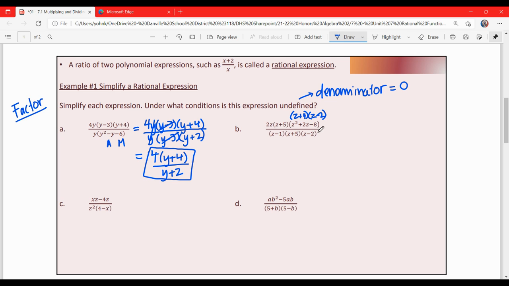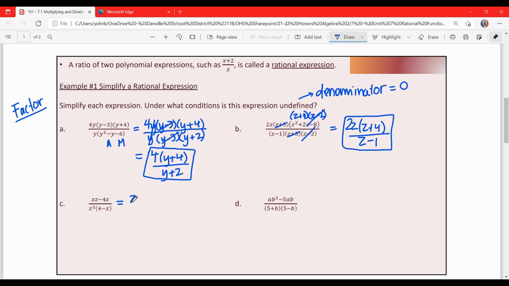So then notice I have a -2 on the bottom and a -2 on the top. Those are going to simplify. And I have a z plus 5 and a z plus 5. Those are going to simplify. So I have a 2z left over with a z plus 4 on the top, and on the bottom, I have a z minus 1. Remember, the z's cannot cancel with each other because they are attached with a quantity by a plus or a minus.